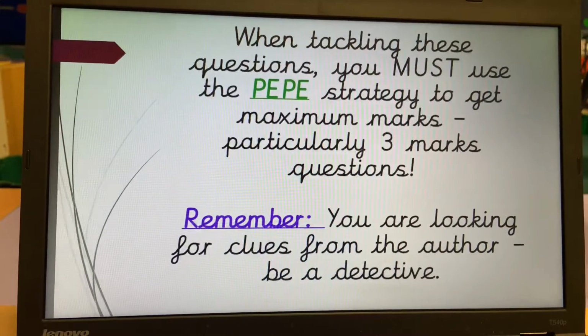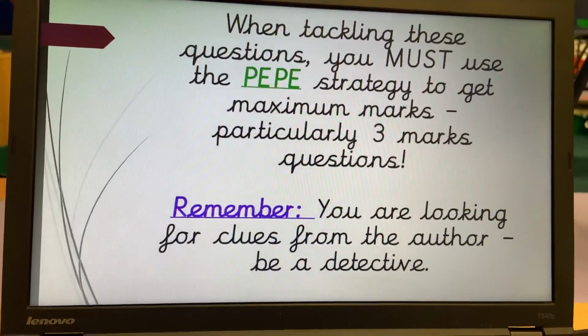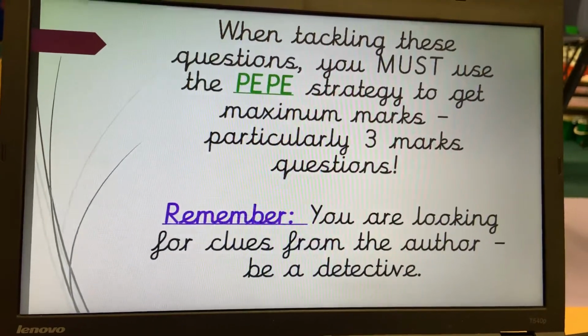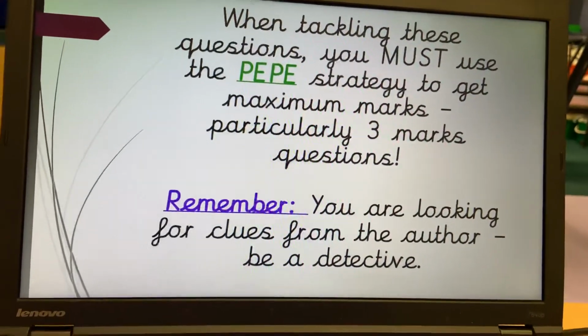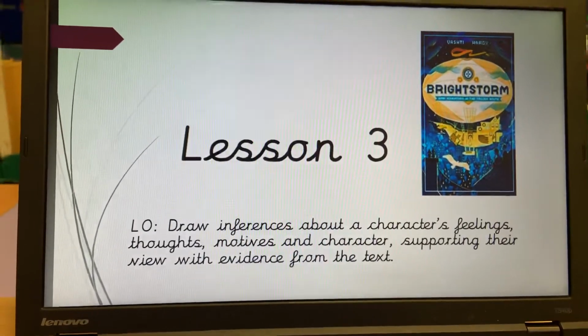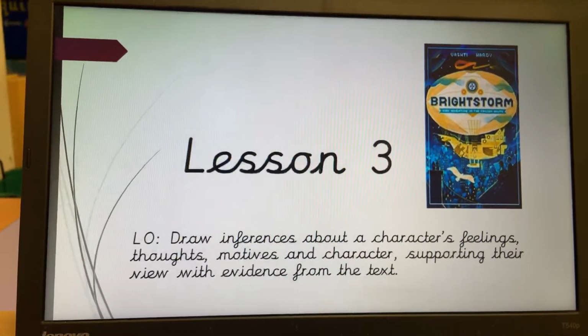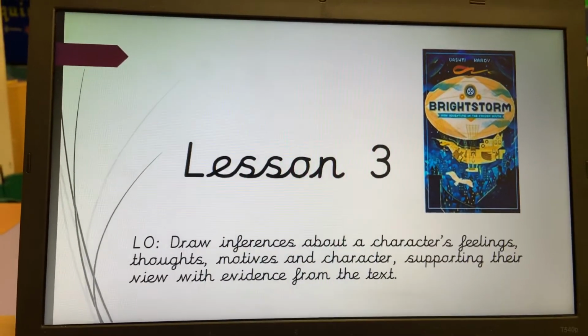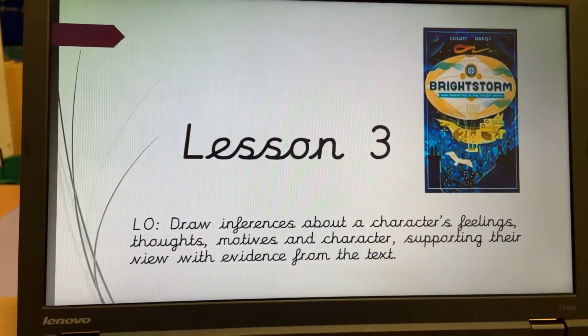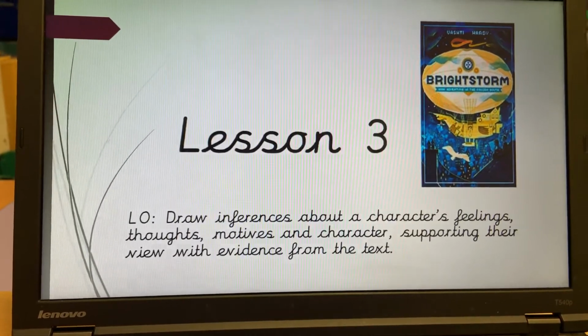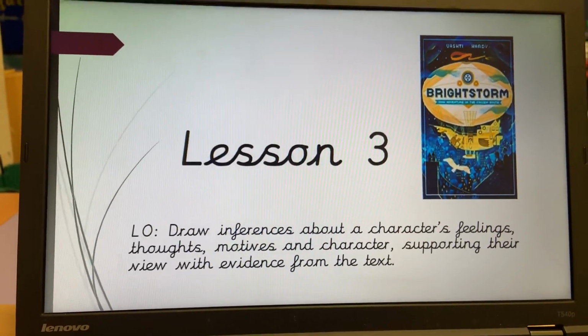So when tackling these questions, you have to use PE to get maximum marks, particularly on 3-mark questions, and you're looking for clues from the author to be a detective. Right, now what I need you to do, if you haven't read chapter 2, go and read chapter 2. You could always read the questions first to get a bit of a gist of what you're looking for, but read through chapter 2 and answer the questions using the strategies that we have spoken about today.